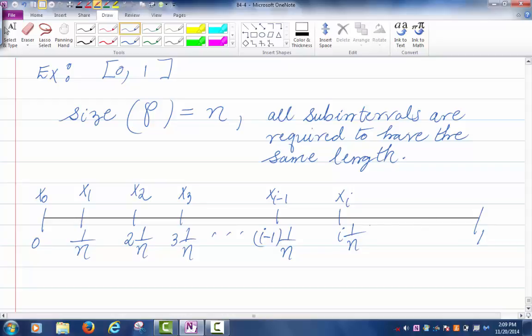And I have dot dot dot again. And the last subinterval, which is x_{n-1} to x_n. x_n is of course 1, right? Which is n times 1 over n, or n over n. And what's the second last one? Second last one would be n minus 1 over n, right? You guys agree with that? Is everybody okay with that?